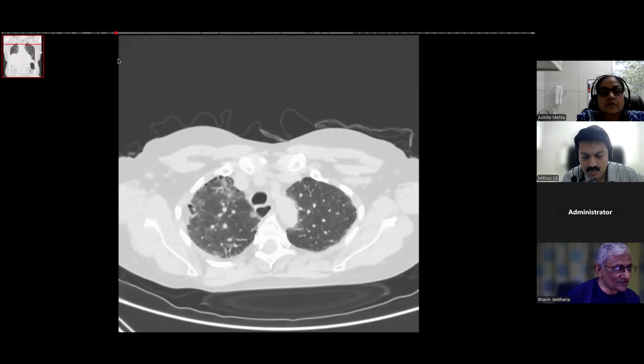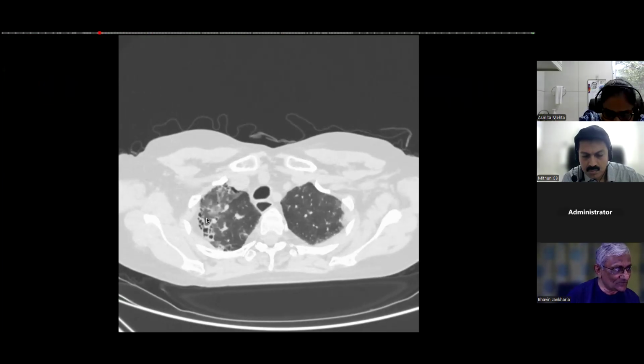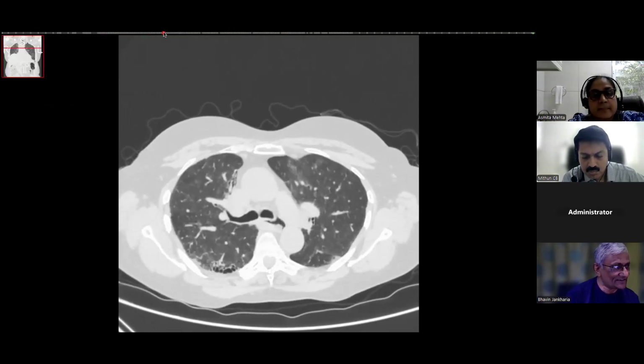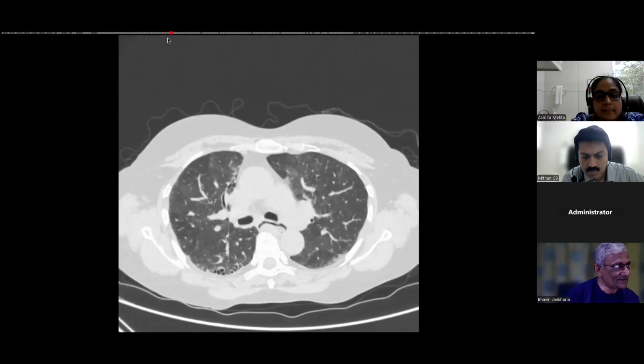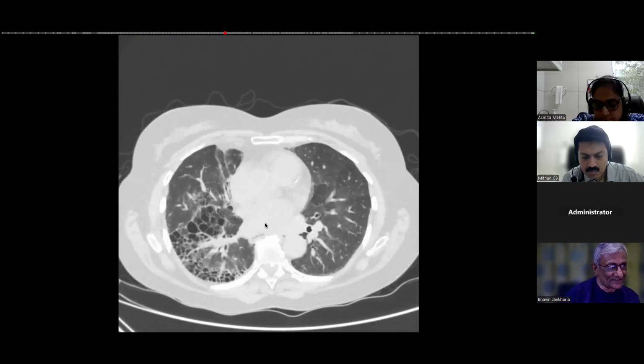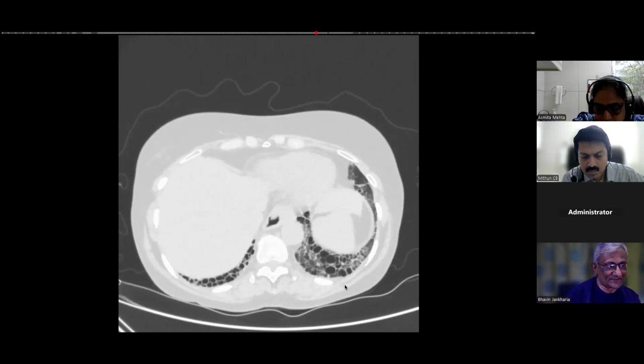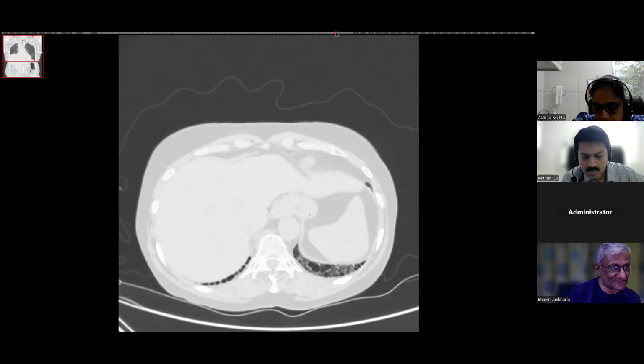And then we'll look at the comparison. So here we see the reticular opacities, the subpleural cystic areas, and honeycombing. We see that now. So obviously there's progression. The extent of cystic change, the honeycombing, all of that has progressed. The left lower lobe now is diseased.